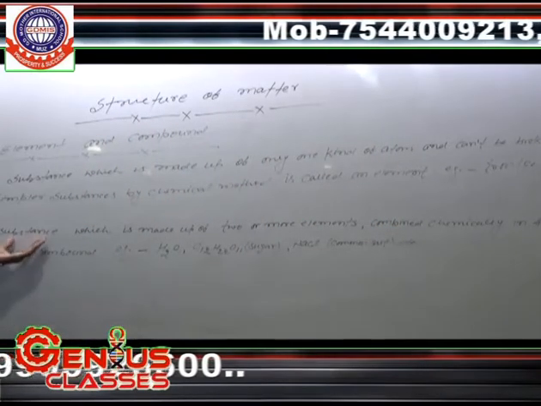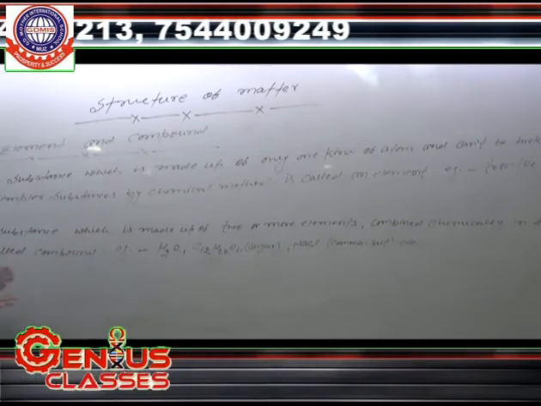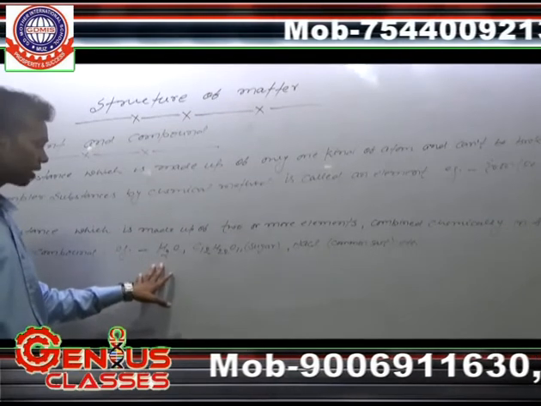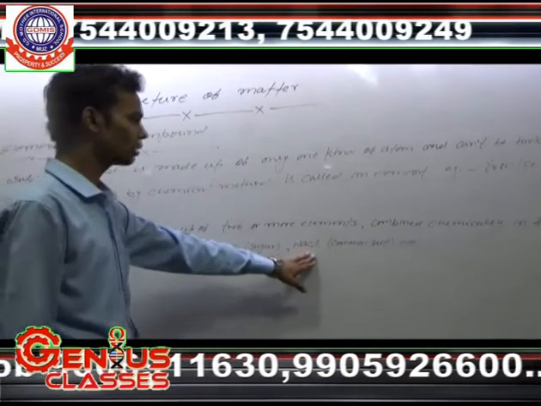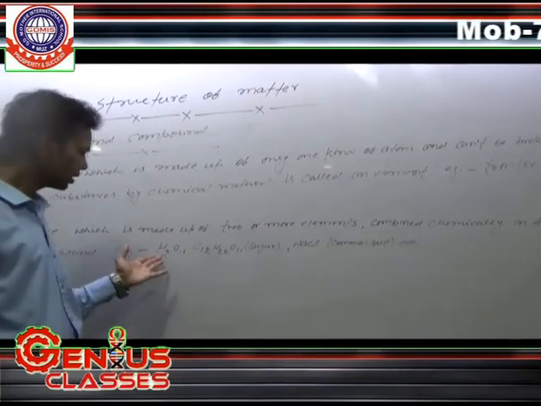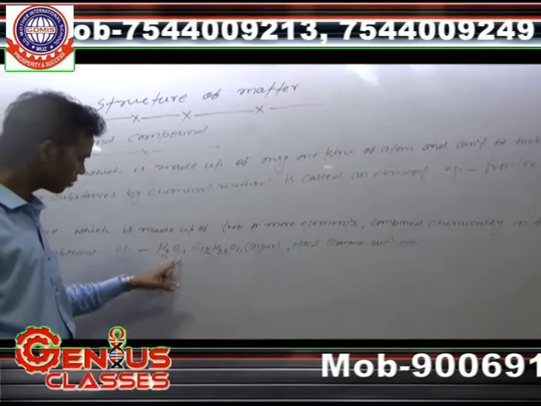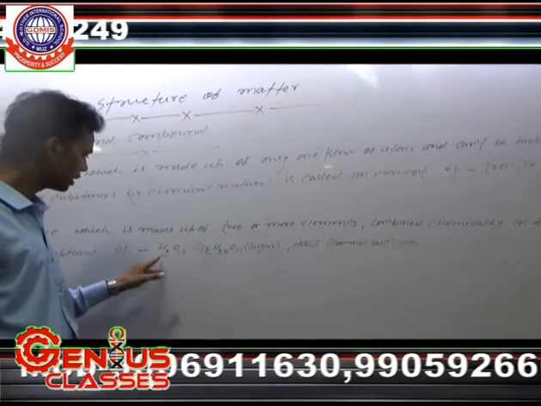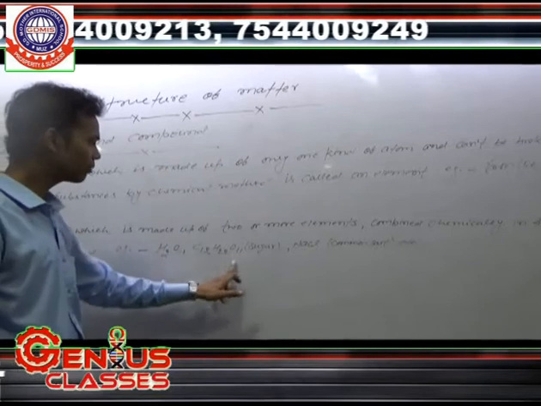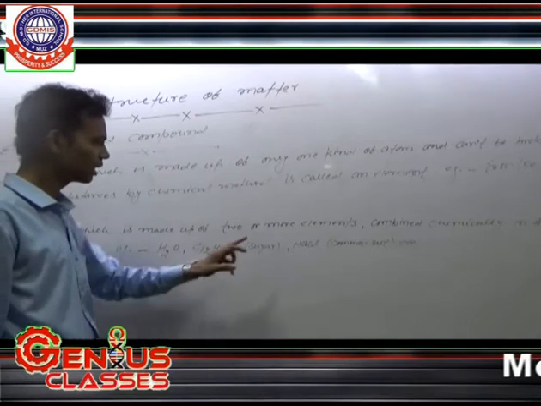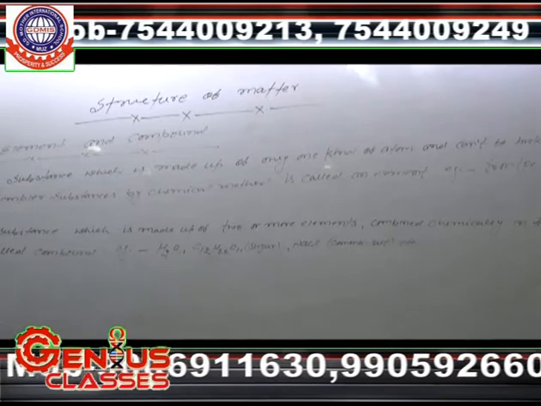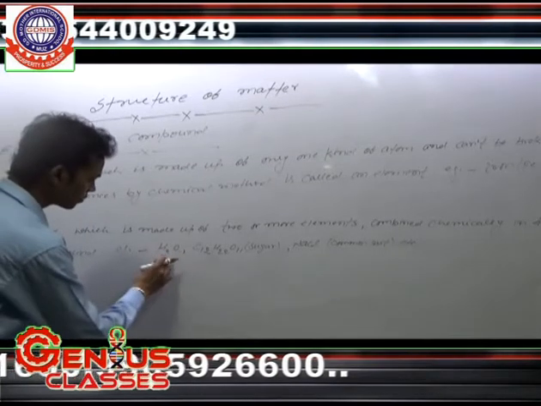Once again, a substance which is made up of two or more elements combined chemically in fixed ratio is called a compound. Examples are water molecule, sugar, sodium chloride, that is common salt. Why are these compounds? Because in water, two types of elements are involved, hydrogen and oxygen. In sugar, three types of elements are involved, carbon, hydrogen and oxygen. In sodium chloride, two types of elements are involved, sodium and chlorine. Also we can see that they are in fixed ratio.